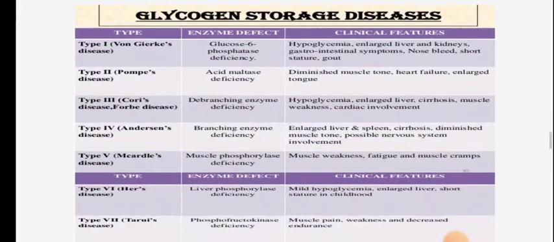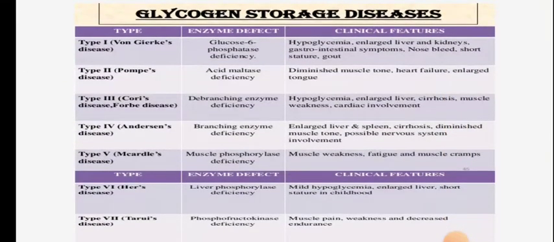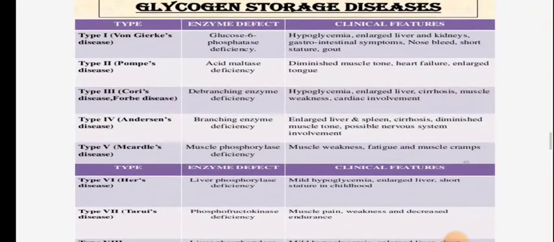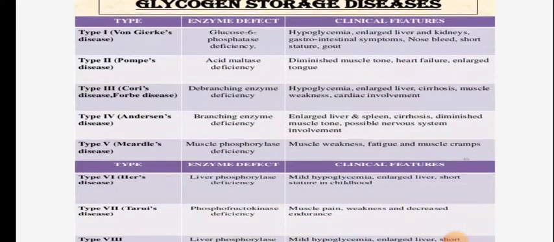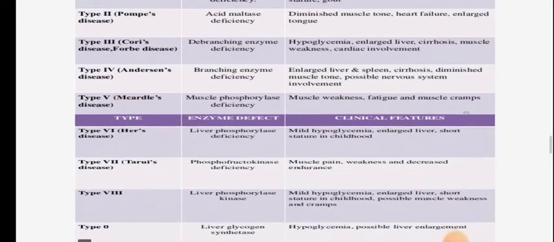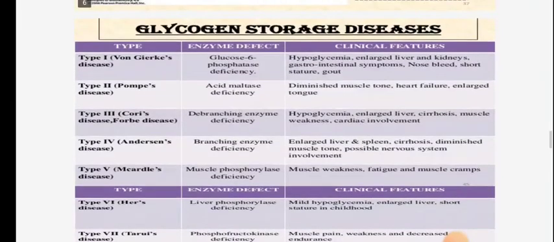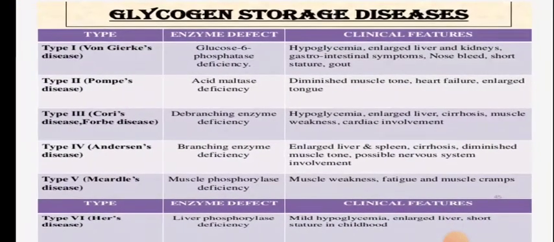Then about the glycogen storage diseases. Here you are observing the table. There are type 1, type 2, type 3, type 4, type 5, type 6, type 7, type 8, like this. So we'll see one by one. Type 1 is von Gierke's disease, glucose-6-phosphatase deficiency. Clinical features: hypoglycemia, enlarged liver and kidneys, and gastrointestinal symptoms, nosebleed, short stature.